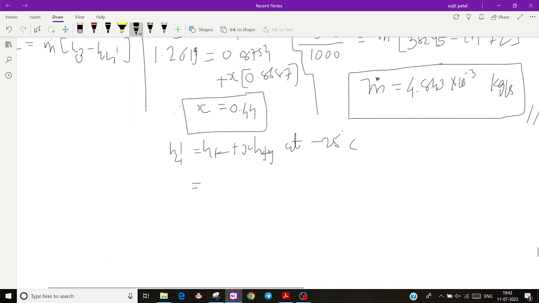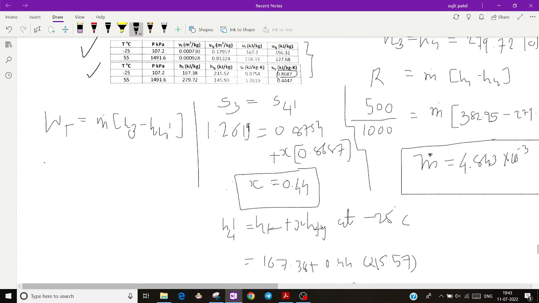So HF is what? From the table I have written the value 167.38 plus 0.44 into 215.57. So when you solve this, you will get 262.23 kilojoule per kg.